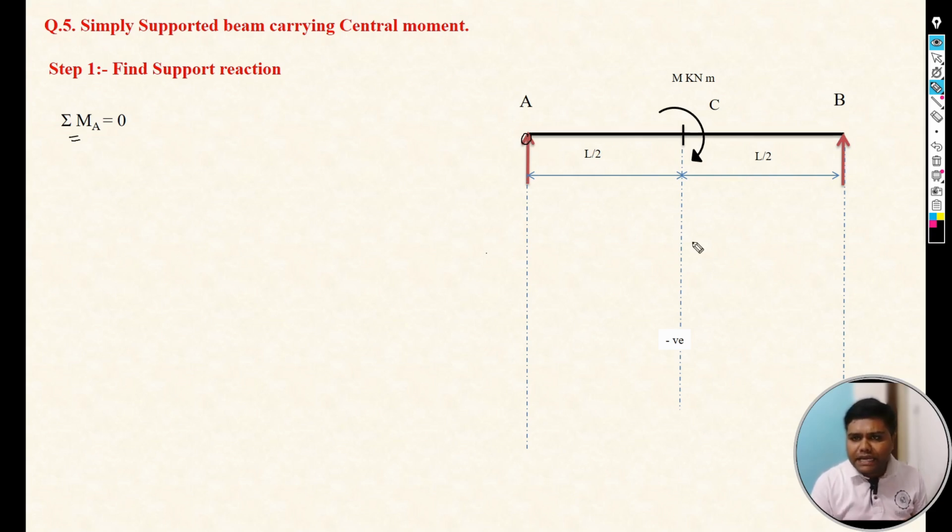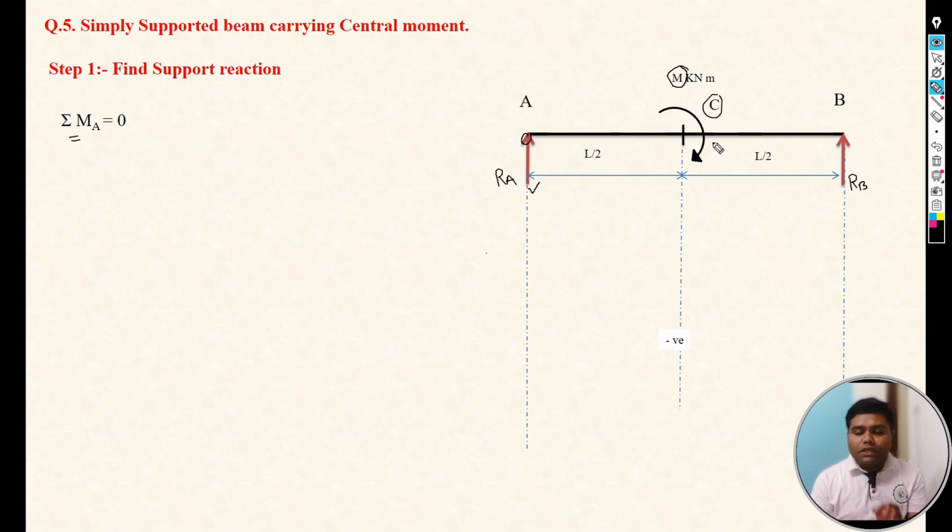In this diagram we can see three effects. The first is the support reaction Ra, and the other reaction at point B is Rb. These are vertical forces acting upward. And one couple is there, that is M, in kilonewton meter. As we discussed, the moment of a force is force into perpendicular distance. Now let's say this is point C, and at point C we have the applied moment.